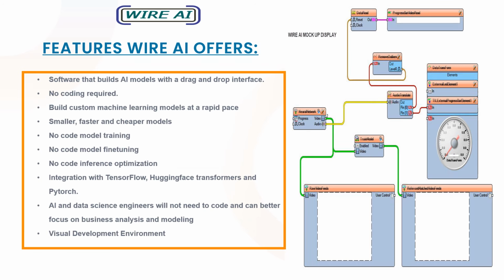Features Wire AI offers. On the right, you'll see that we're providing a no-code solution, and you can see that this comes from OpenWire AI. That's a mock-up display of what Wire AI will look like. The features are: it's software that builds AI models with a drag and drop interface. There's no coding required. You can build custom machine learning models at a rapid pace. It's smaller, faster, and cheaper models.